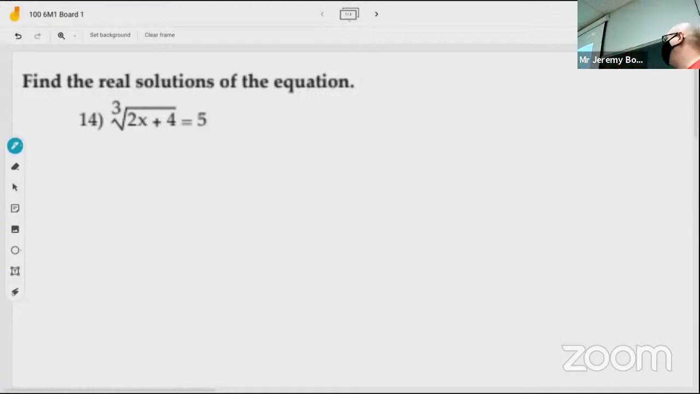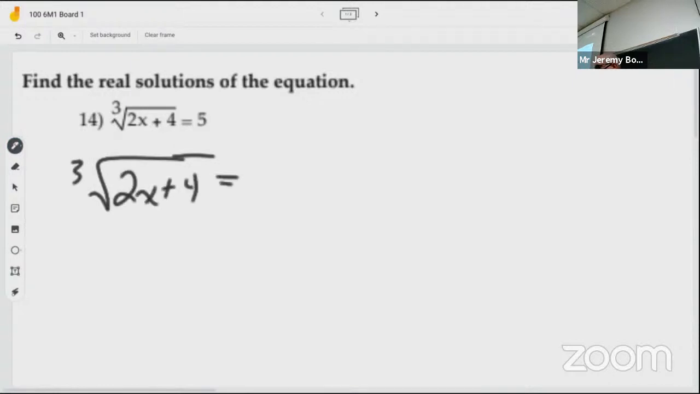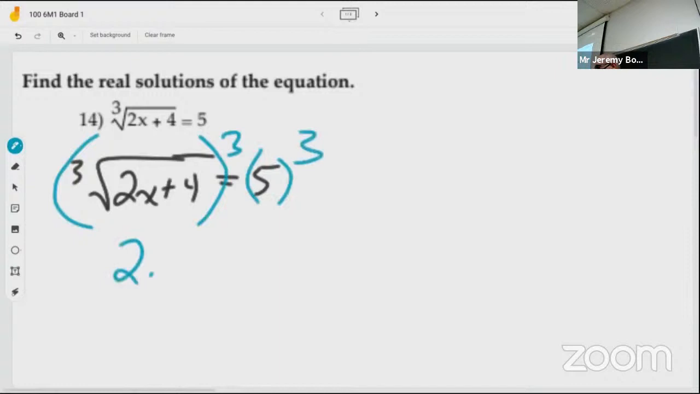Equation with a cube root right now. We want to get rid of that cube root. So to get rid of it, we're going to cube both sides. And I may just rewrite the problem so that way you have more room to work with it. So we have the cube root of 2x plus 4 equals 5. And we're going to cube both sides of that equation. And so we end up with 2x plus 4 equals 5 times 5 times 5, which is 125.